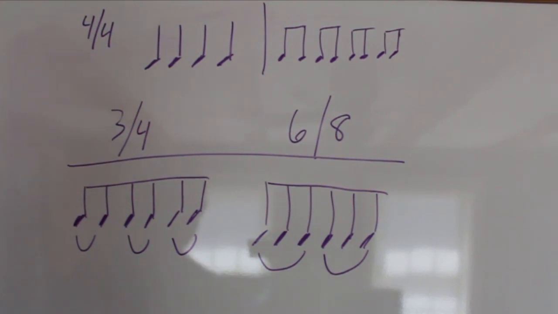And as I mentioned before, every rhythm can be subdivided into groups of 3 or groups of 2. And that's the difference between 3/4 and 6/8.